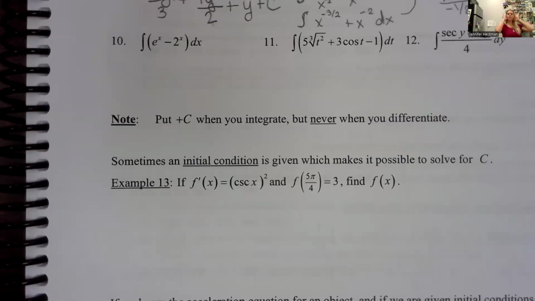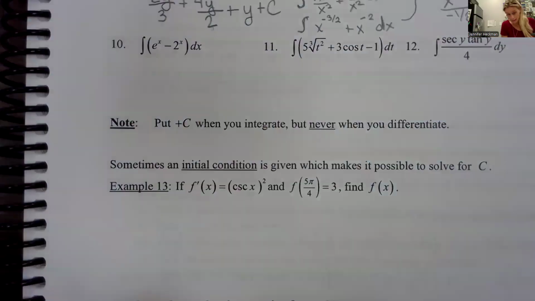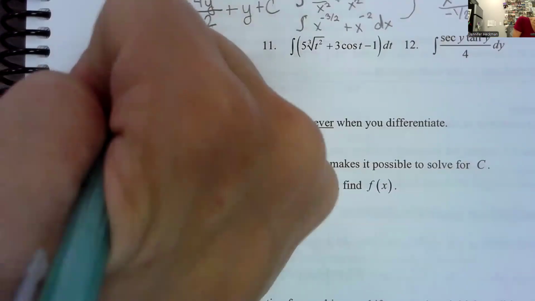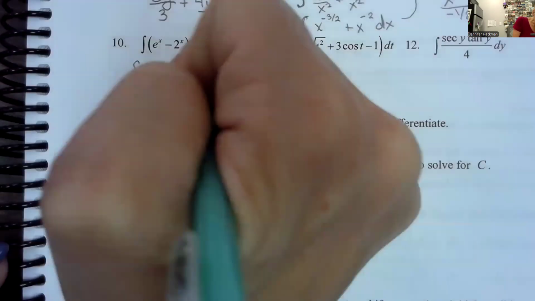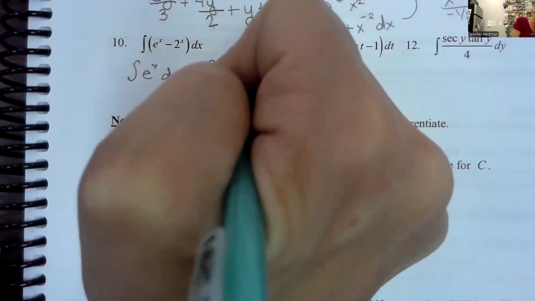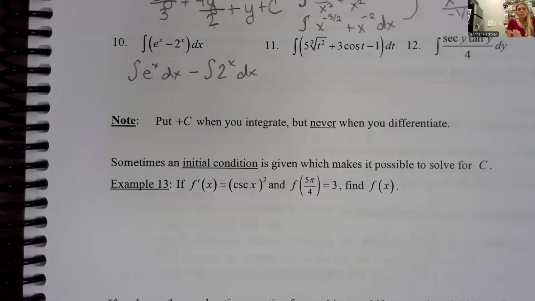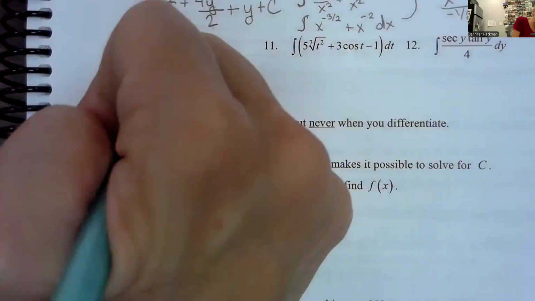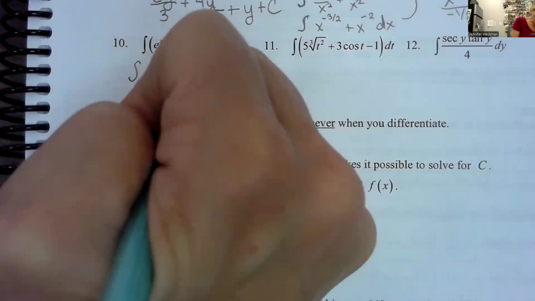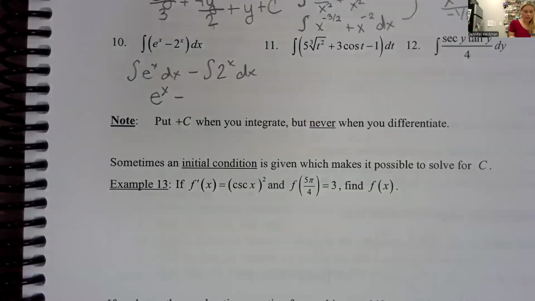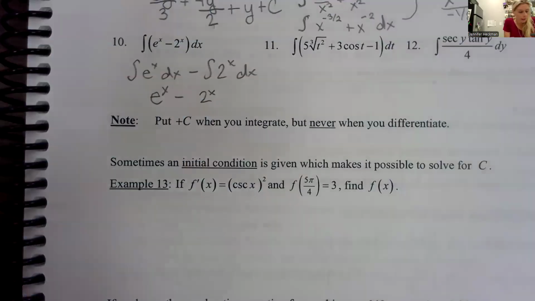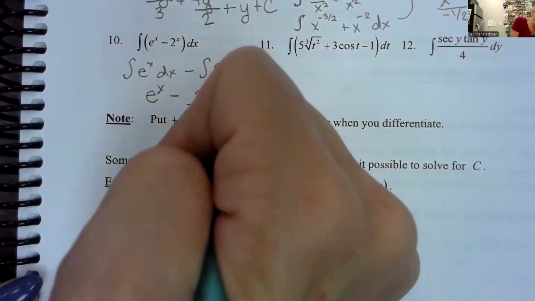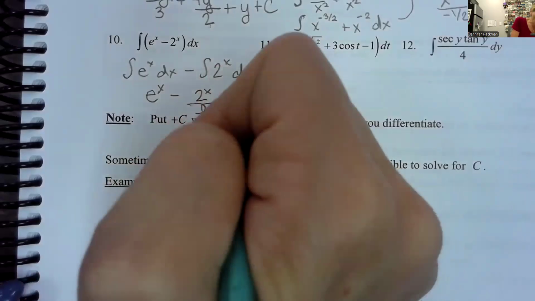Okay, number 10. I'm going to separate this, of course, because I want you to see the two different rules, even though they're both exponential. So we're going to do the integral of e to the x dx minus the integral of 2 to the x dx. If you look back at your rules, the integral of e to the x is itself. Minus, the integral of an exponential is itself, but since we're taking an integral, we're not multiplying, we are dividing by ln of that base, and plus c.